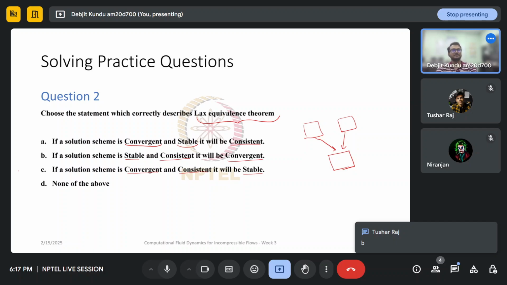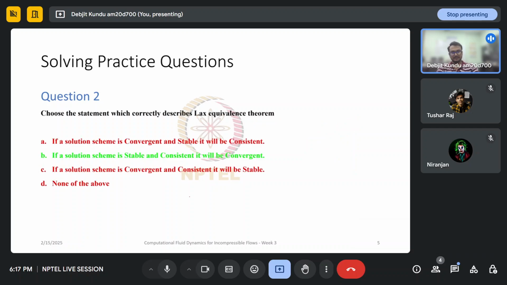Okay, we have a response in favor of option B. And we have another response in favor of option B. So let's take a look at the solution. And it is indeed option B. Well done. So the thing is, let's discuss these terms first. The first one should be consistency, and the next one should be stability, and convergence finally.